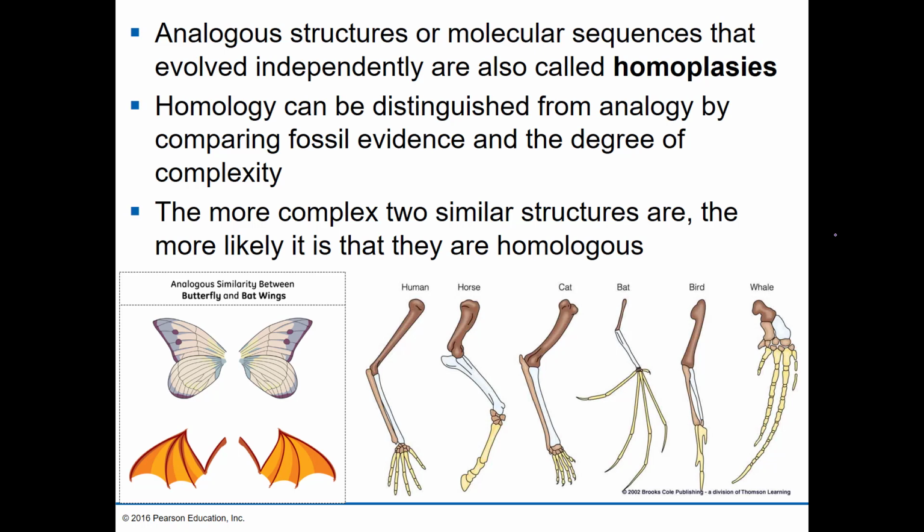Homology can be distinguished from an analogy by comparing fossil evidence and the degree of complexity. The more complex two structures are, the more likely that they are homologous. So if we look at a couple of different examples, bat wings and butterfly wings are analogous because they're both used for flight. They have the same function, but they're not homologous in any way.